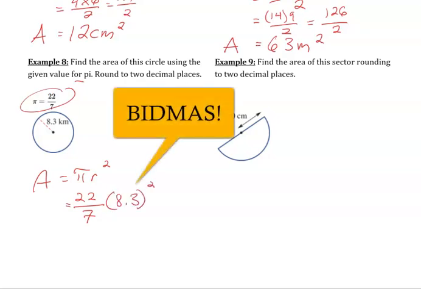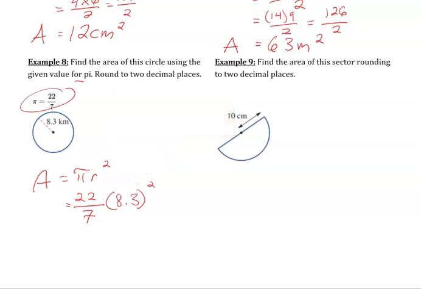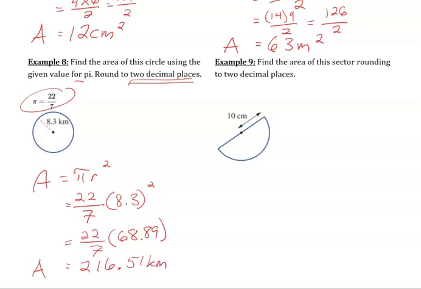We're going to do that first. I'm going to square that radius, 8.3 squared. Okay, so that is 22 over 7 times 68.89. I'm not doing any rounding yet. I'm going to do 22 over 7, and that gives us the area is 216.511, and it goes on and on. So I didn't round before, I didn't really have to, but now at the end I round to 2 decimal places, so that 1 is smaller than 5, so that's it, kilometers squared.